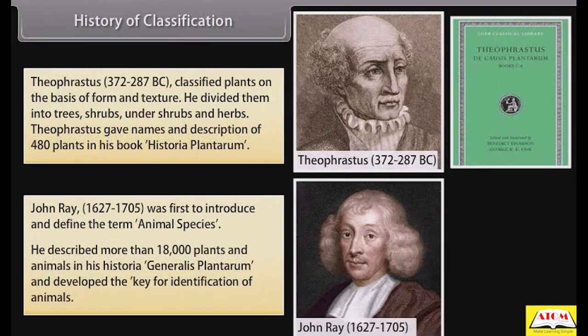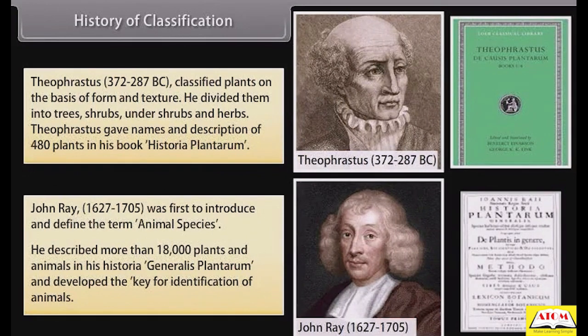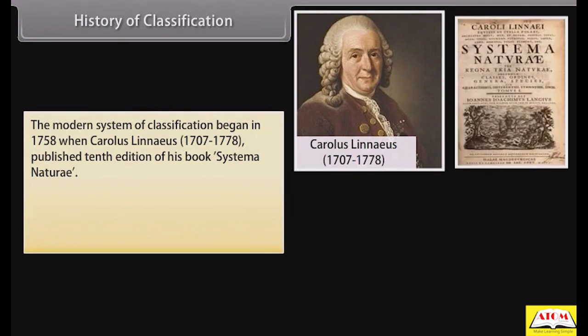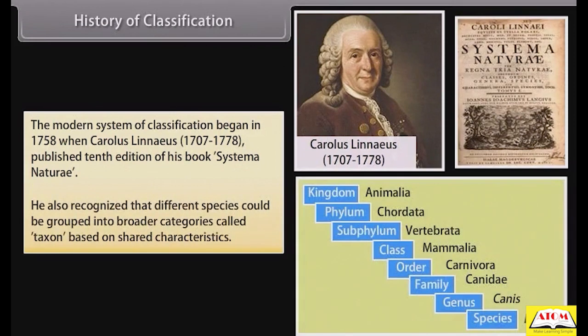He described more than 18,000 plants and animals in his Historia Generalis Plantarum and developed the key for identification of animals. The modern system of classification began in 1758 when Carolus Linnaeus, 1707 to 1778, published 10th edition of his book Systema Naturae. He also recognized that different species could be grouped into broader categories called taxon based on shared characteristics.